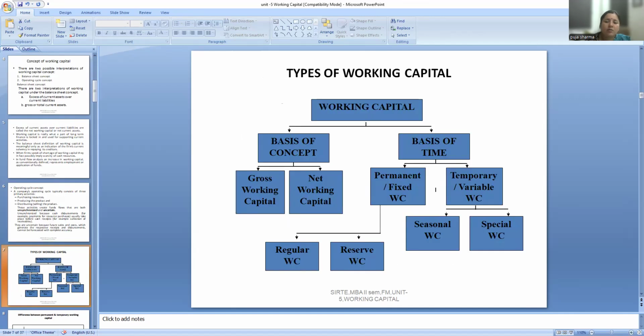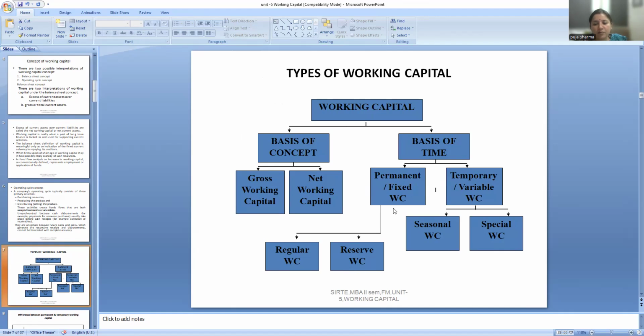Now, I'll talk about the types of working capital. On the basis of concepts, there are gross working capital and net working capital. As I told you, under the balance sheet method, the same concept is applicable here also. The gross working capital formula is the total of all the current assets, and the net working capital formula is total of current assets minus current liabilities.